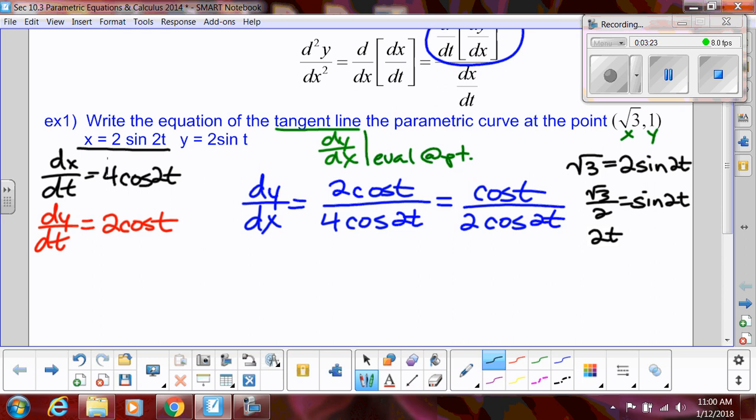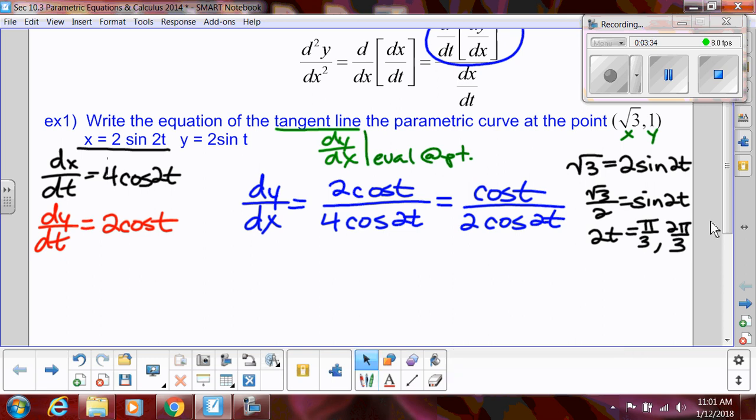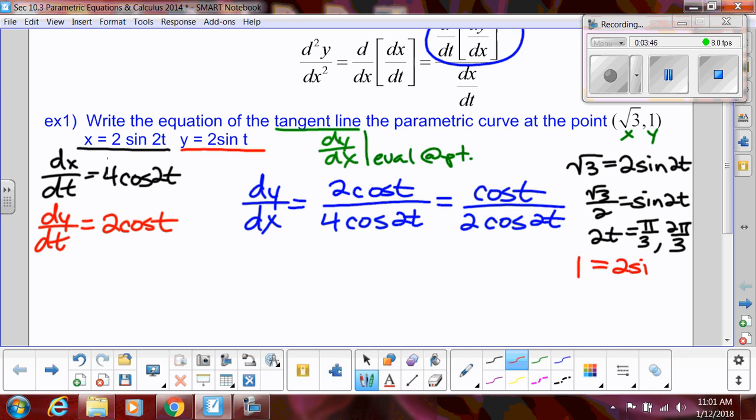All right, so where is sine equal to root 3 over 2? Well, remember this is 2t, not t. 2t will be equal to pi over 3 or 2 pi over 3. And we'll talk about which one it should be in just a minute. Let's do the y. The y coordinate is 1, so I'm going to set 1 equal to 2 sine of t. So if I divide by the 2, where is sine of t equal to 1/2? So that means t has to be equal to pi over 6 and 5 pi over 6.